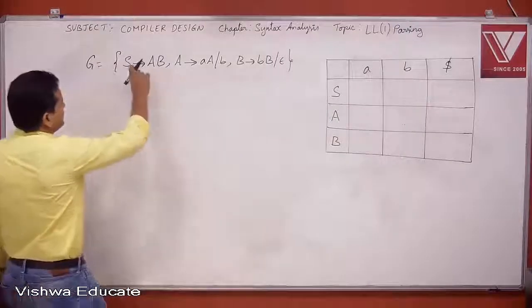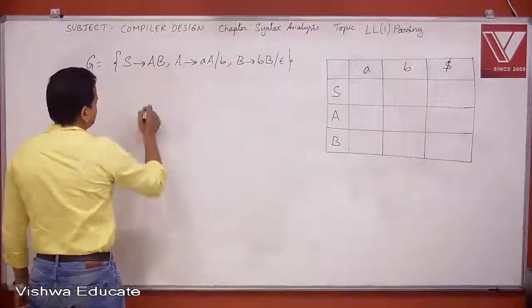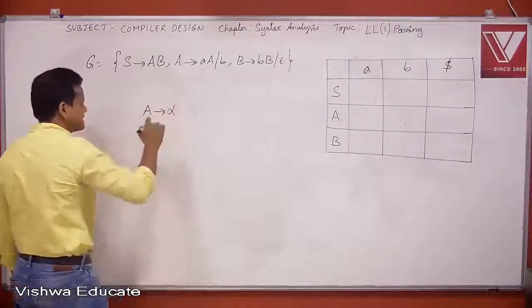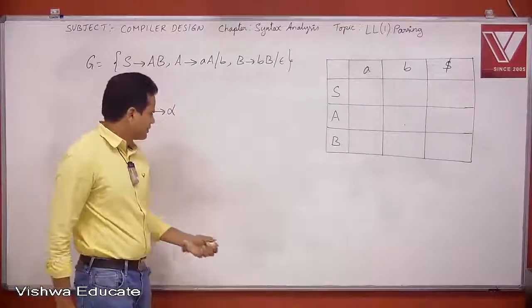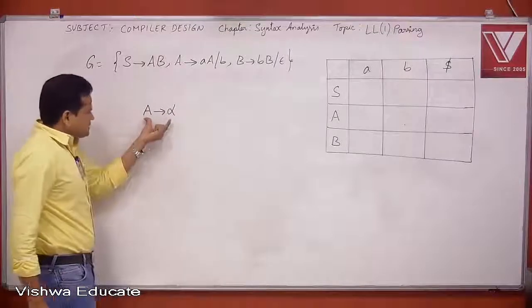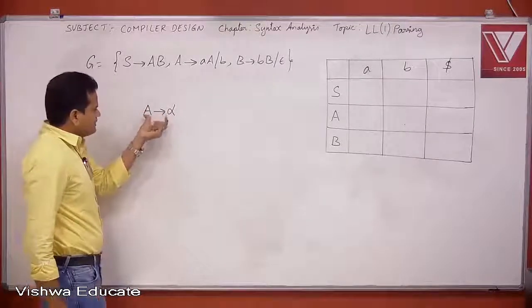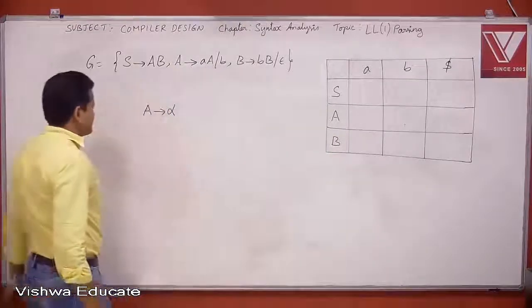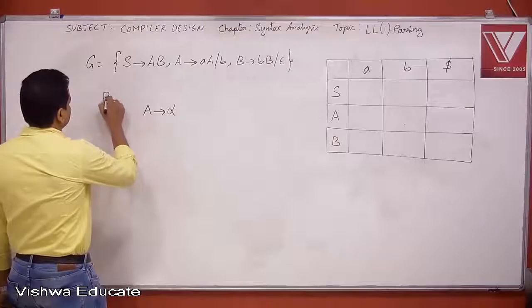Okay. Any production from this grammar will be of the form A derives alpha, because it is a context-free grammar. Suppose this is the production. How to fill this production in this table? We take the procedure.